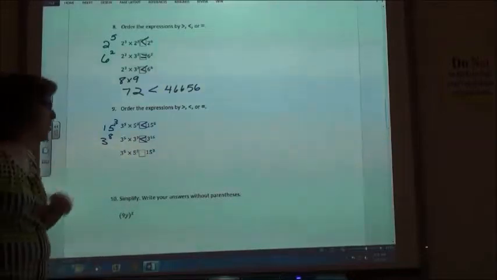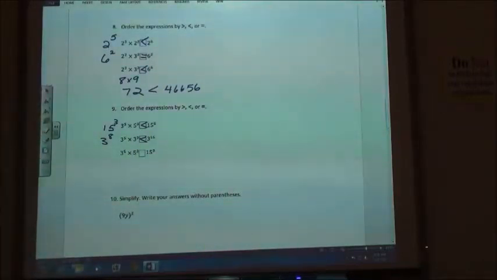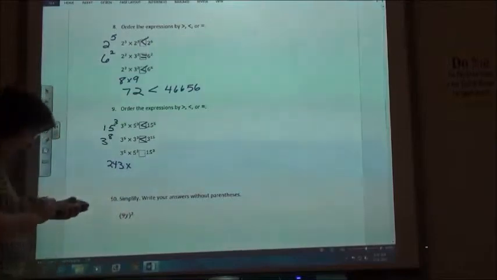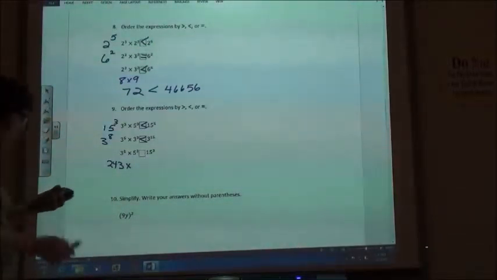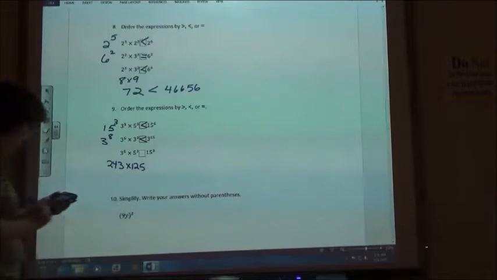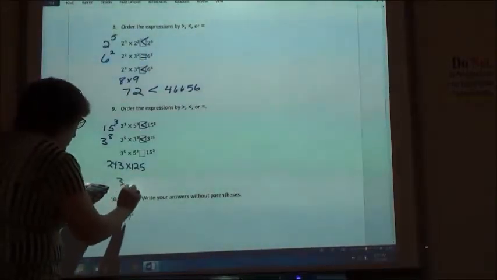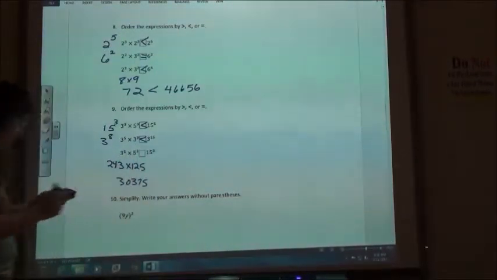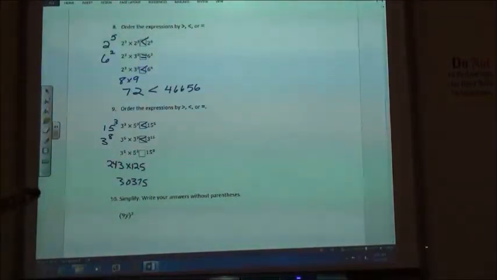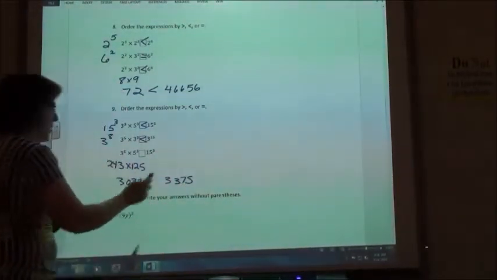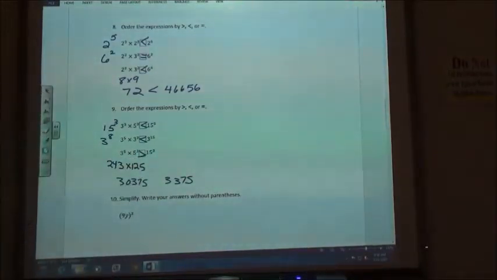And then here's another one where I just basically have to calculate that out. 3 to the 5th is going to be 243 times 5 to the 3rd. 5 to the 3rd is 125. 243 times 125 is 30,375. On the other side, I'm going to do 15 to the third power. 15 to the third power is 3,375. So we can see that 30,375 is greater than 3,375.